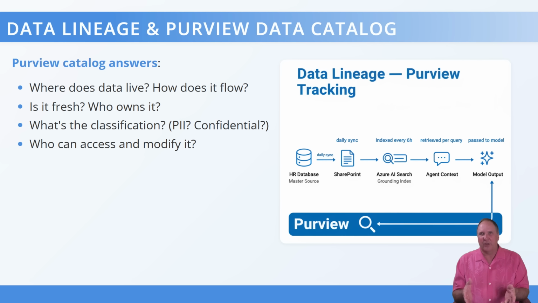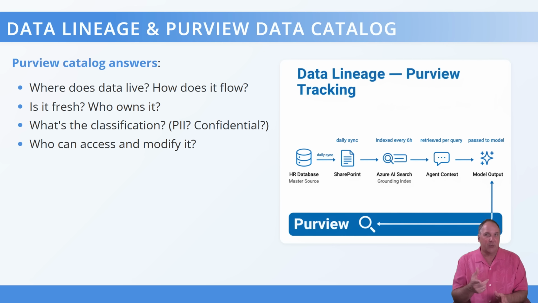When the agent fails or gives wrong answers, you need to trace the problem back. Where did this data come from? Is it fresh? Is it accurate? Who has access to it? Microsoft Purview Data Catalog answers these questions.